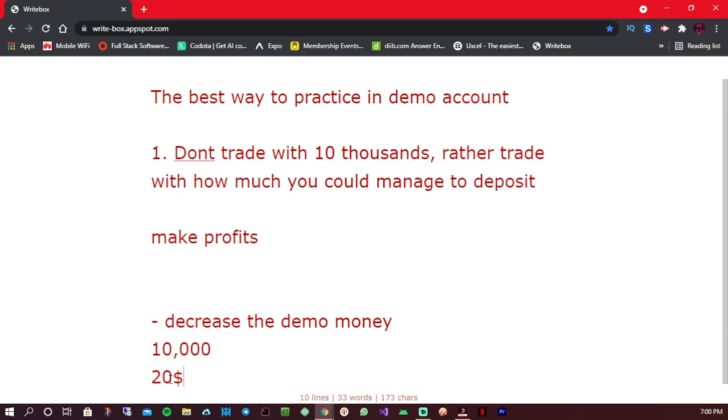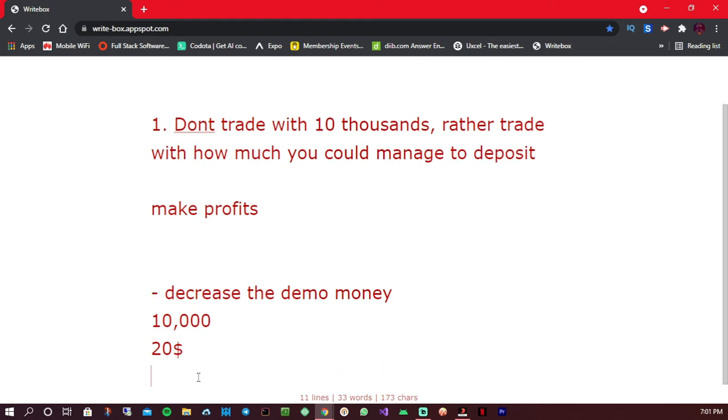When I start practicing from $20 demo money, it will be the same experience as trading in a real account. The losses you make will look real, and the profits will look real. So if you can make profits with $20 in a demo account, then it's easier to make profits in a real account having $20. But if you can make profits with 10,000, it does not guarantee you will make profits with $20. You can as well decrease the 10,000 to $100. If you can manage to deposit $100, then do it.